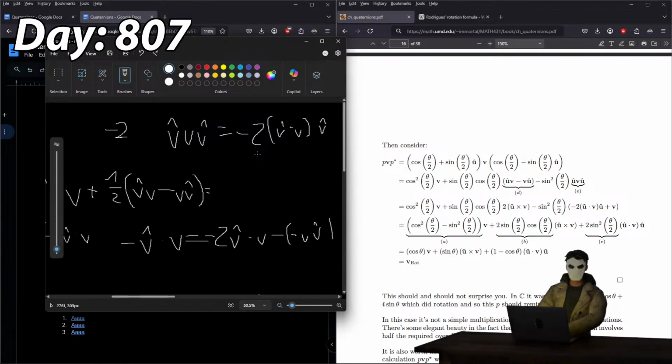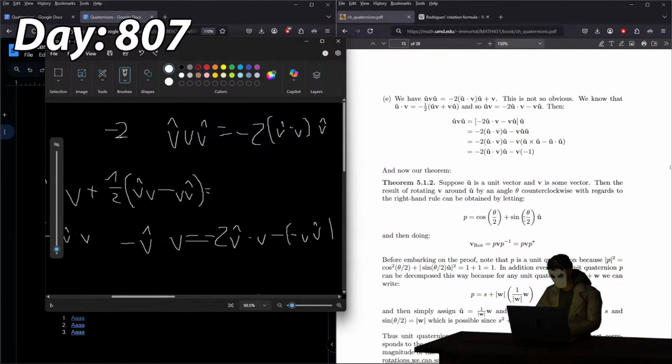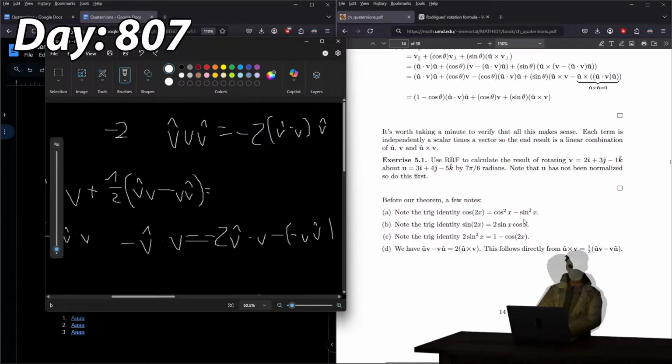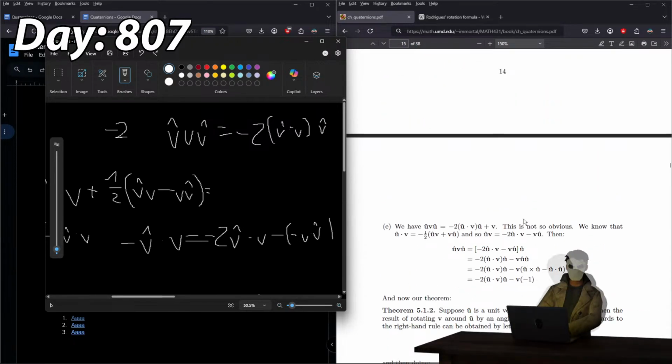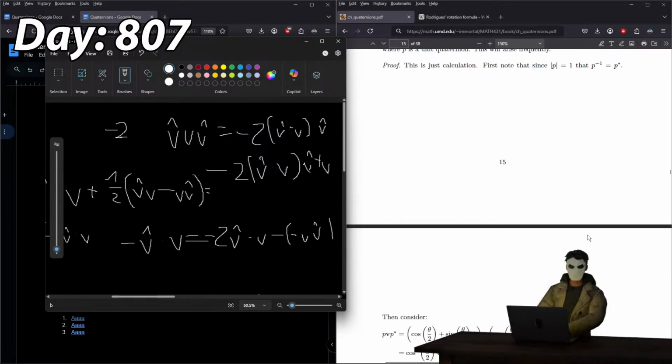So uv is equal to negative 2 u dot v. It would appear so. That seems particularly tricky though. Especially since right here what we actually get is minus 2 u dot v u plus v.